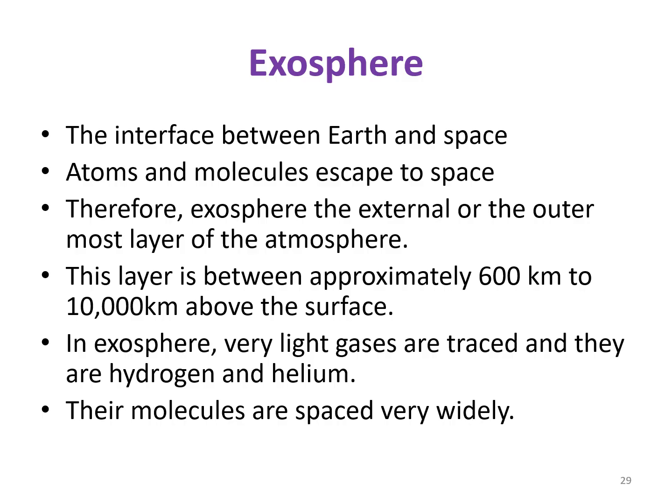Exosphere is the interface between the Earth and space. In this layer, the atoms and molecules escape to space, and hence the exosphere is the external, the outermost layer of the atmosphere. This layer lies approximately between 600 kilometers and 10,000 kilometers above the surface. Here, very light gases are found, hydrogen and helium, and their molecules are spaced very widely.